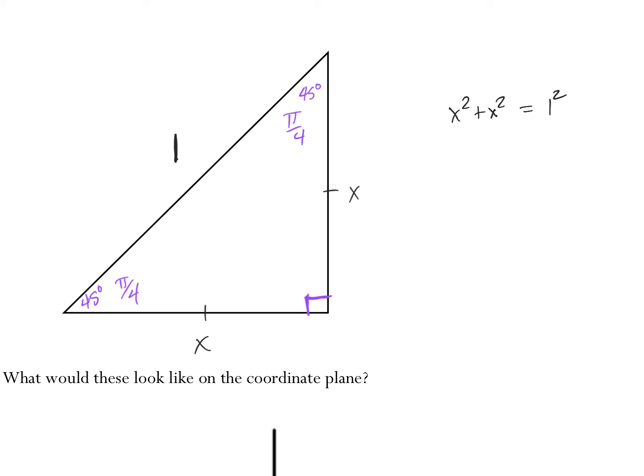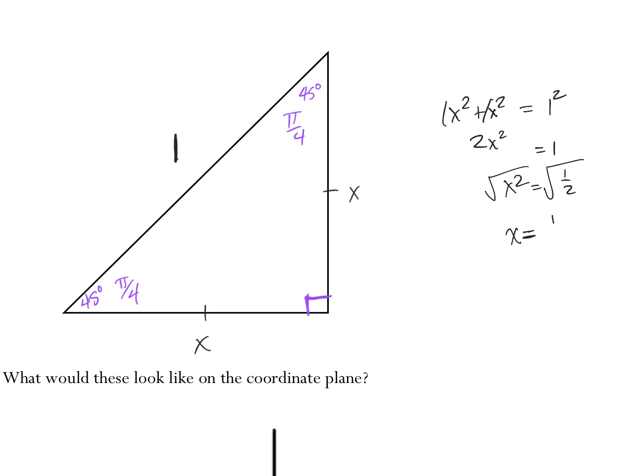All right. Now, guys, if I asked you to simplify this, what are some things we could do? 1 squared is 1. What else? The x squareds are like terms. I can add them together. I get 2x squared. Divide by 2, I get x squared equals 1 half. Take the square root, and I get x equals.